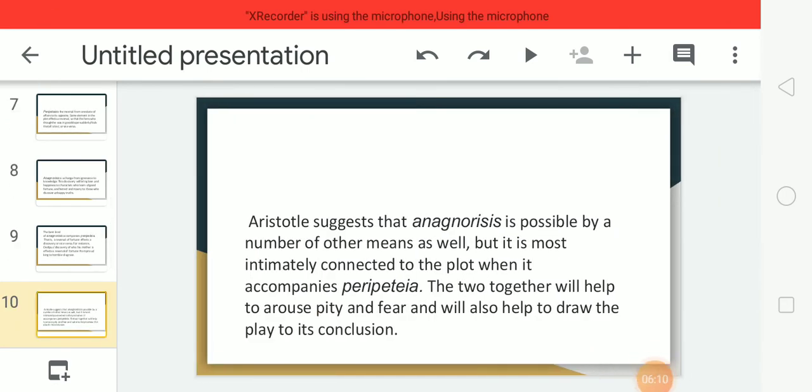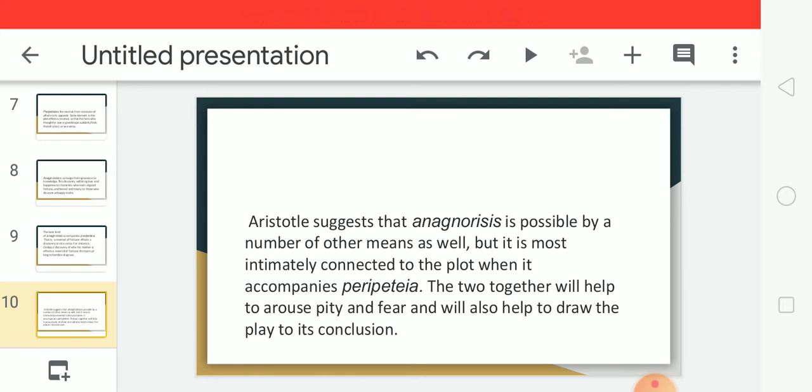Aristotle suggests that anagnorisis is possible by a number of other means as well. It can happen by other means, but it is most intimately connected when it accompanies peripety. So there can be other things associated with anagnorisis, that there may not be a reversal of fortune after the discovery, or there was not a discovery due to the reversal of fortune. The two together will help to arouse pity and fear, and will also help to draw the play to its conclusion. When both are put together, they arouse pity and fear in the audience, and it leads us to the conclusion of the drama.